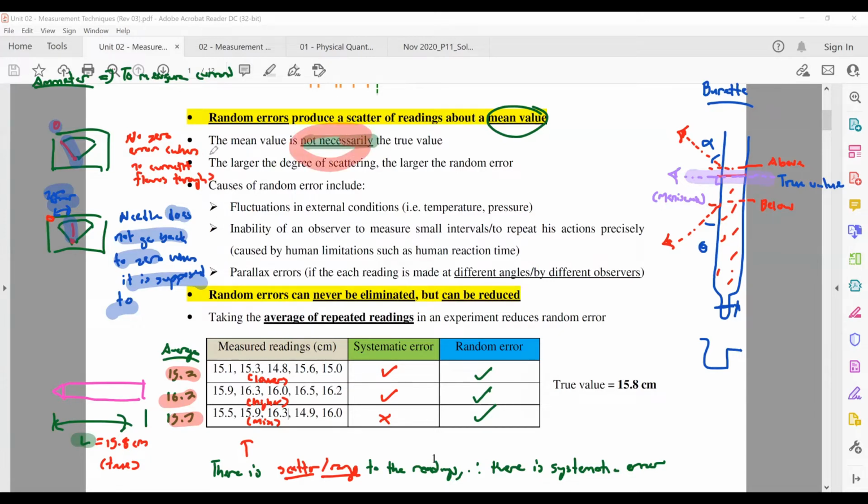Your scatter of readings is centered about a mean or average value, but that average value is not necessarily your true value. It can be somewhere else. In general, random errors produce scattered readings about a mean value, so the larger the degree of scattering of your readings, the larger your random error. If your readings are scattered over a larger range, your random error is larger.